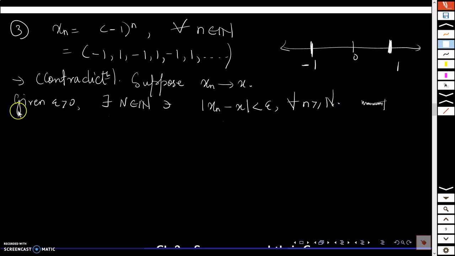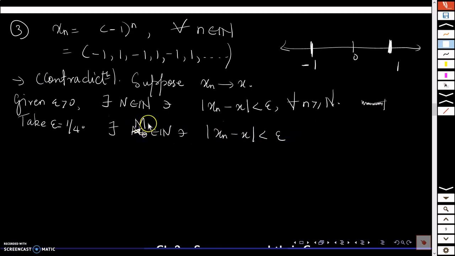Right? So this works for any epsilon positive. So I will take epsilon to be equal to 1 by 4. So even for this 1 by 4, this definition works. Right? So even for epsilon equal to 1 by 4, I can find a natural number, let's say n naught, such that |xn minus x| is less than epsilon. Let me pick up m instead of n naught. There exists a natural number m such that |xn minus x| is less than epsilon for all n bigger than or equal to m.